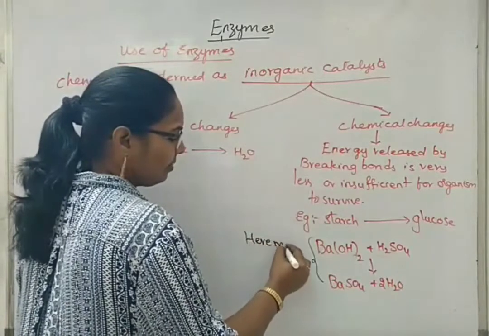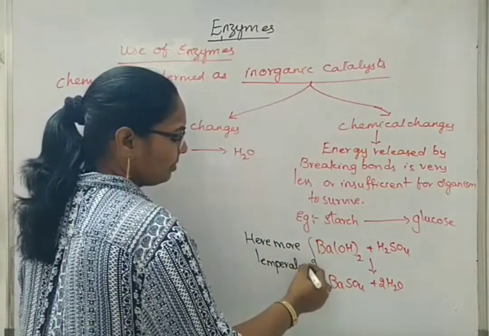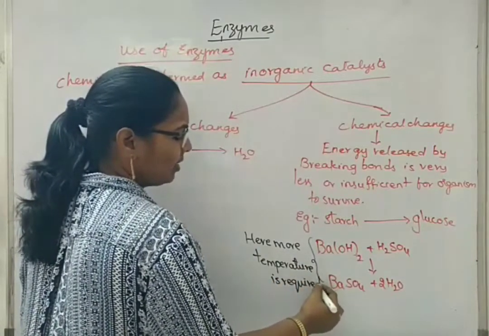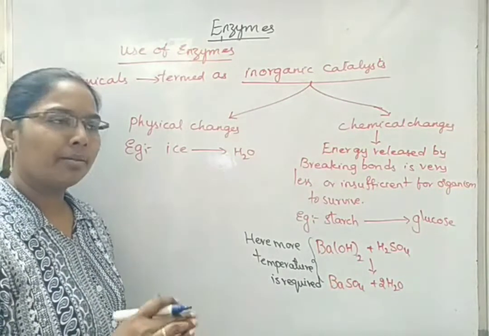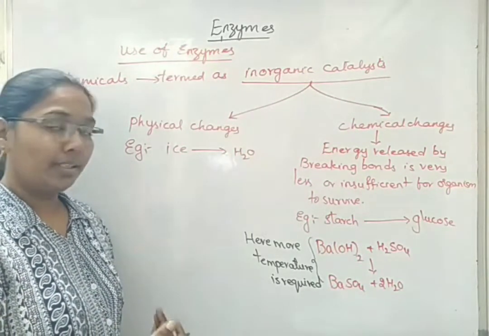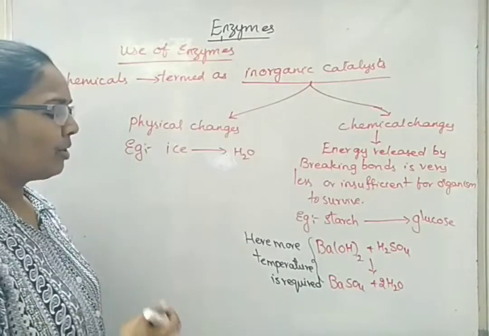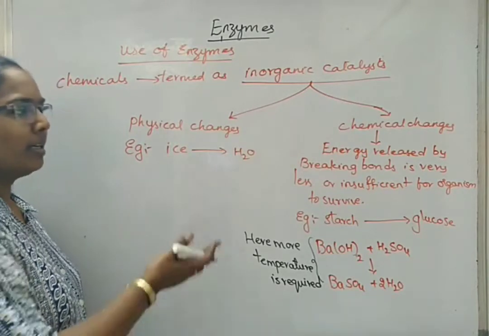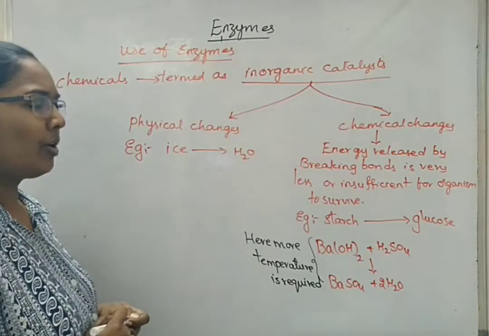Here, more temperature is required. But we know that the living organism's body cannot produce more heat in their body. If it is so, organisms cannot survive. Since more temperature is required and that is not provided by the living organisms, chemical changes as they are cannot happen in the living organism's body.